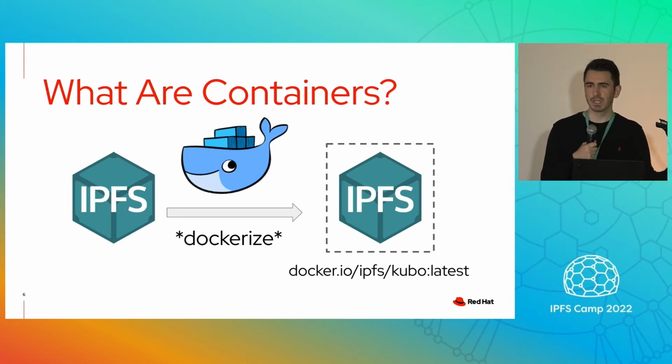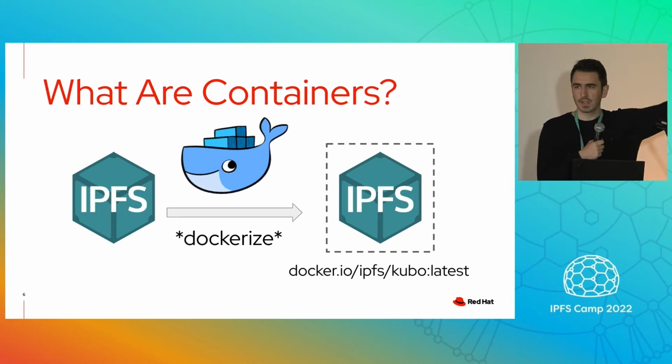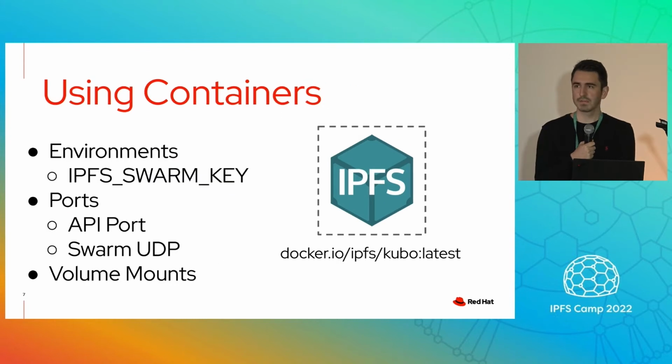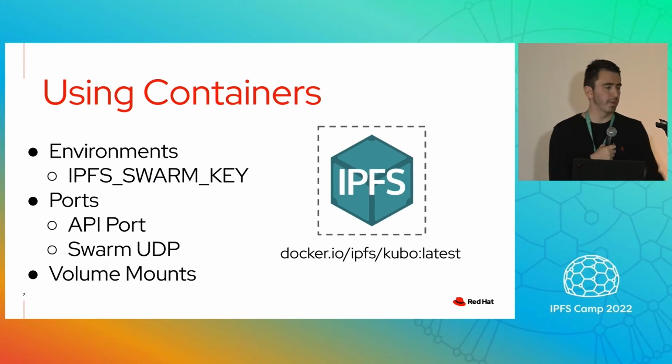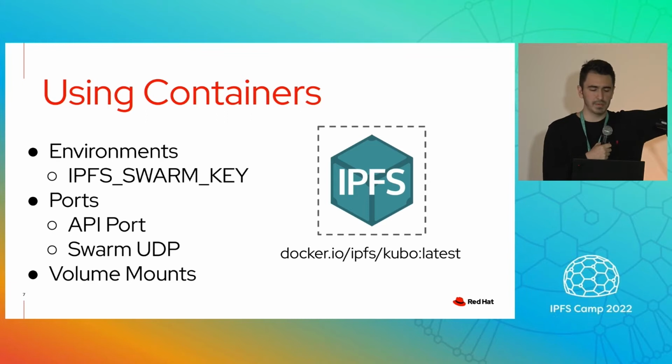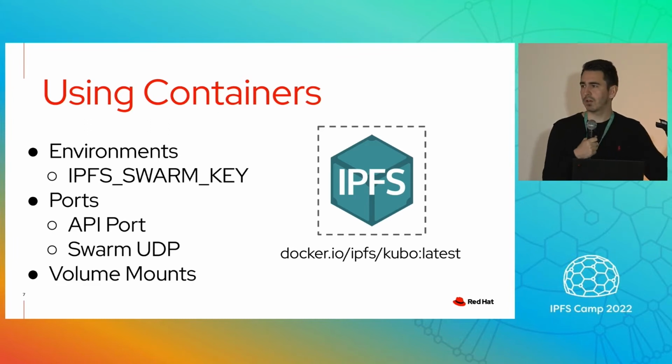For example, if we have the Kubo binary, we can take that, Dockerize it, and that is essentially what you run when you pull from docker.io/ipfs/kubo:latest. And it lives in its own sphere, basically. So we can pass it environment variables like the IPFS swarm key. You can set and expose API ports, like it exposes the API port and the swarm port on 4001, and you can mount different volumes and be able to actually plug storage in and out.